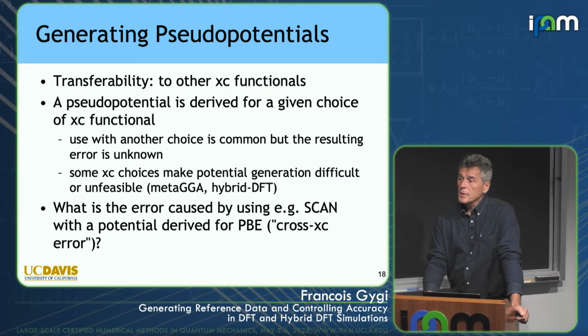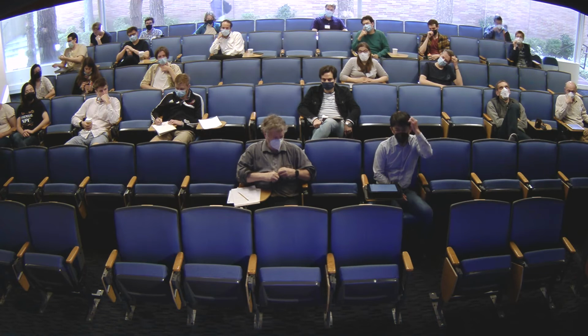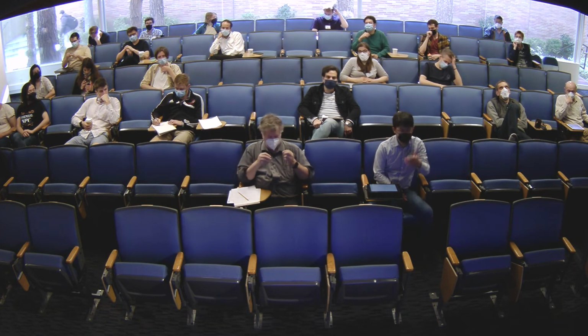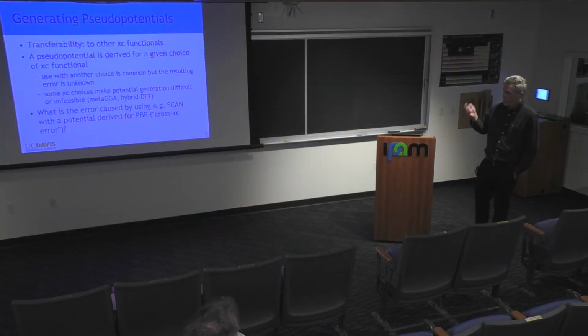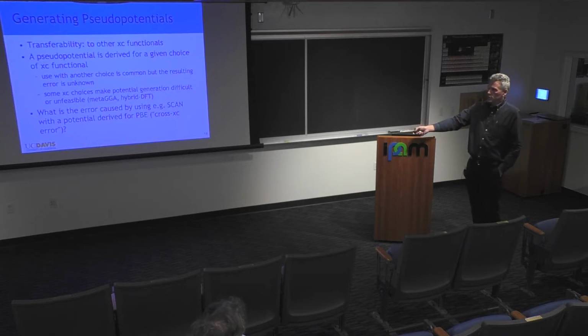Can you say a little bit more about why it is difficult or even unfeasible to generate a pseudopotential for HSE? For hybrids, it's not impossible. In fact, it's possible even for meta-GGA. It's just that it makes the inversion problem impossible. So you can still generate it by trial and error. You can always view this as some sort of least squares problem.